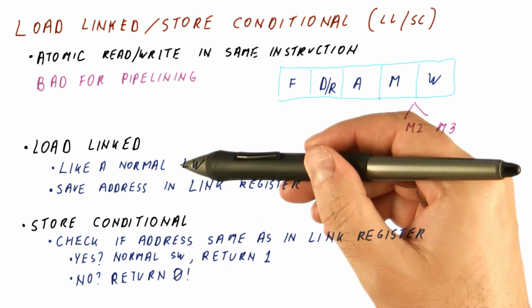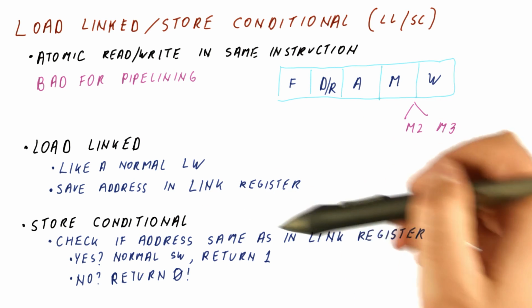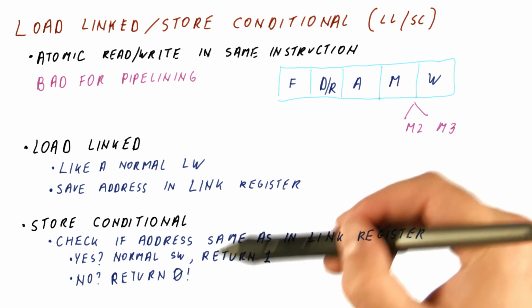These 2 behave like a single atomic operation because of the link register. So let's see in more detail how that works.